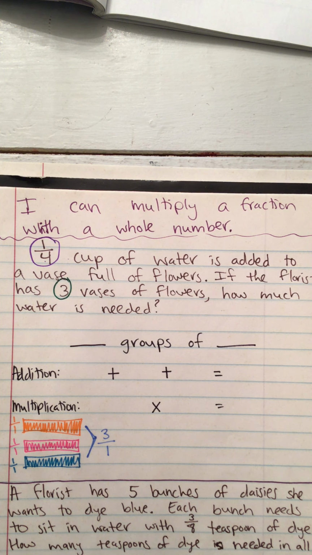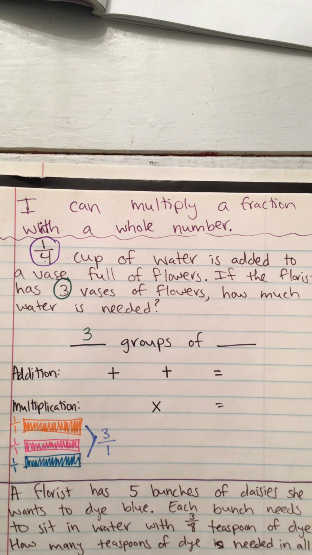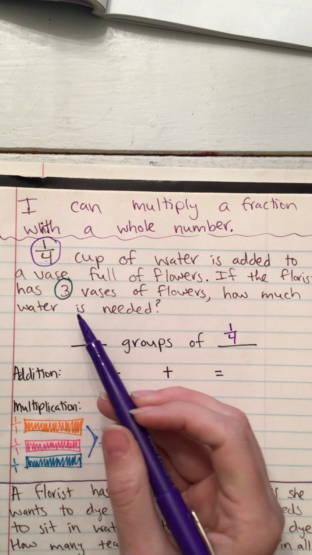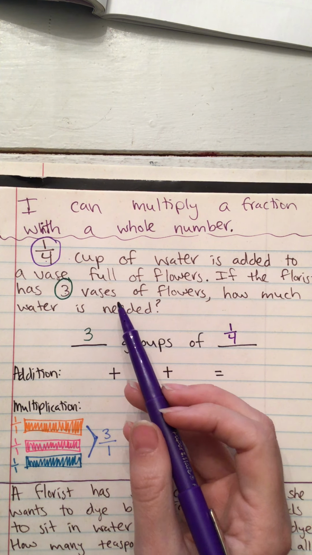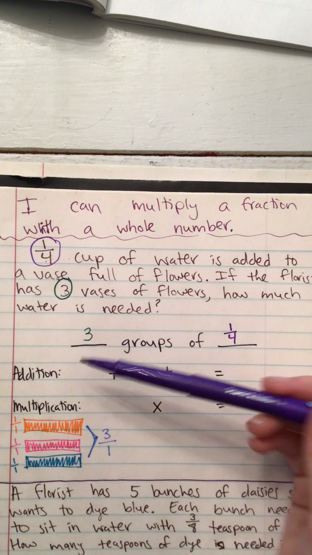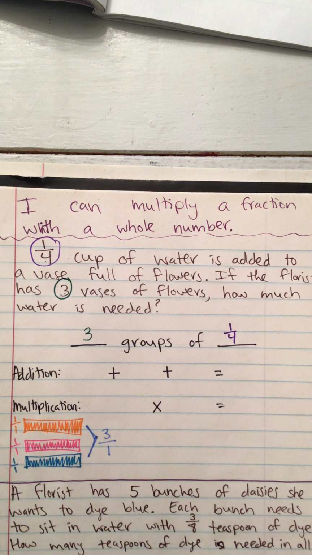Okay, so we are going to multiply, so we can think of this as 3 groups of 1/4, okay? Because we have 3 vases of flowers that need 1/4 cup of water each. Okay, so we can either do this as an addition problem or multiplication. I'm going to show you both.